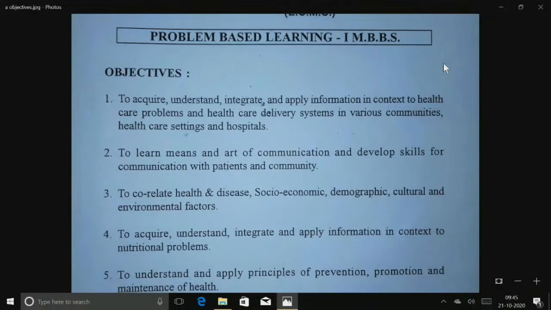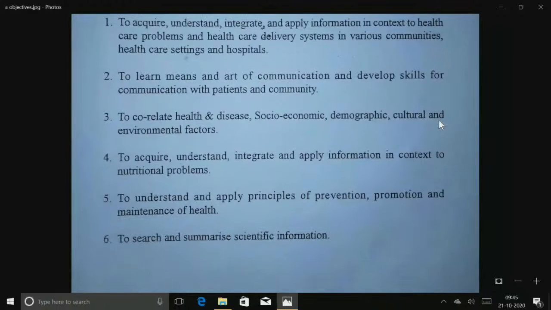Number 2, to learn means and art of communication and develop skills for communication with patients and community. Number 3, to correlate healthcare disease, socioeconomic, demographic, cultural and environmental factors. Number 4, to acquire, understand, integrate and apply information in context to nutritional problems. Number 5, to understand and apply principles of prevention, promotion and maintenance of health. And number 6, to search and summarize scientific information. So these are the objectives.